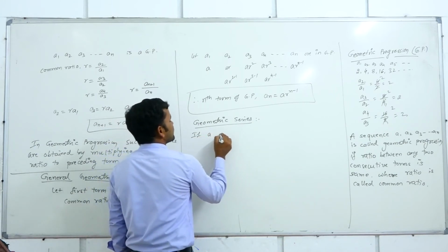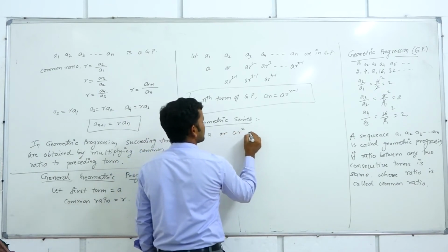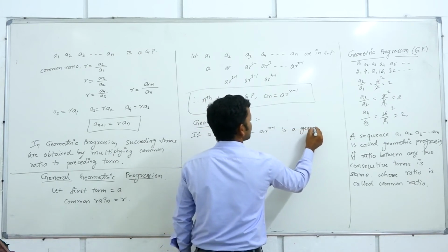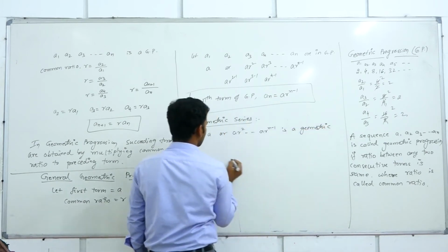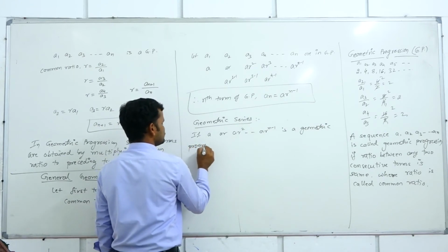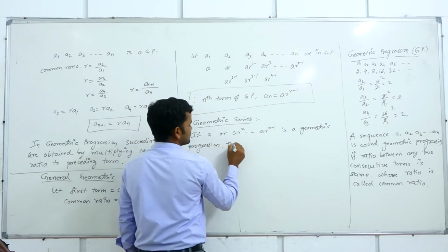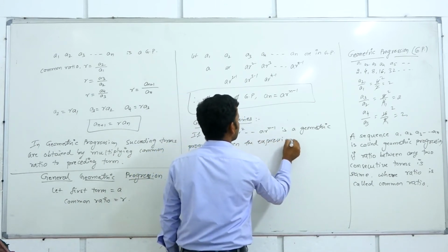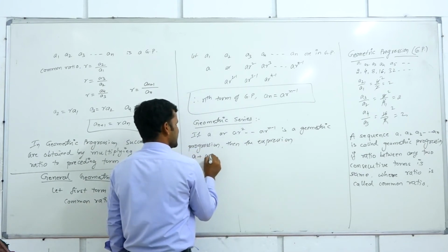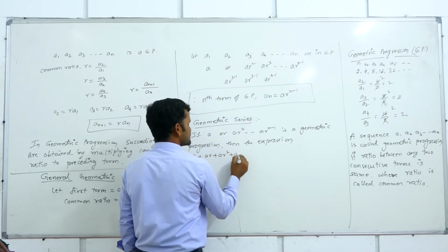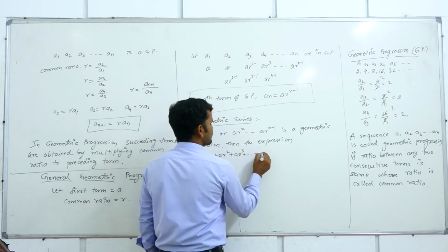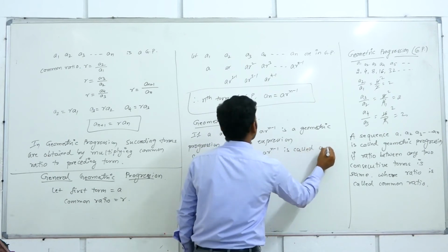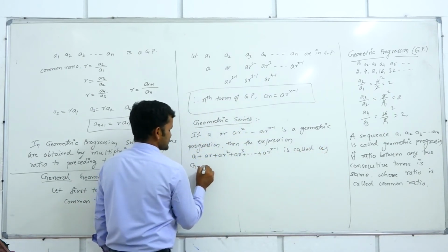If a, ar square, so on up to a into r to the power of n minus 1 is a geometric progression, then the expression a plus ar square plus ar cube plus so on up to a into r to the power of n minus 1 is called as geometric series.